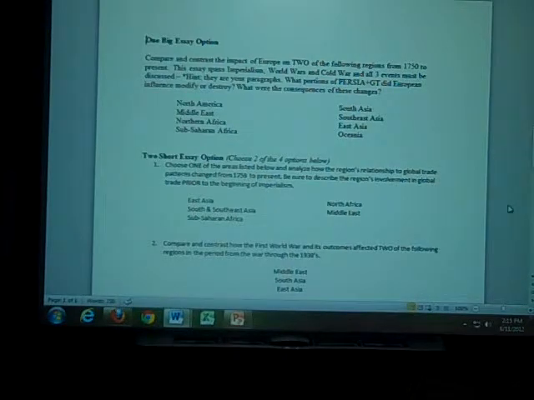Mm-hmm. So your paragraphs would be imperialism for the first paragraph, the world wars for the second, and Cold War for the third. And to kind of help you think about it, you can think of it in terms of PERSIA GT. Maybe pick one or two letters that you think impacted throughout that time. So you can narrow your focus. Because if you just talked about the impact of Europe completely, you'd write way more than what you need to on a final.